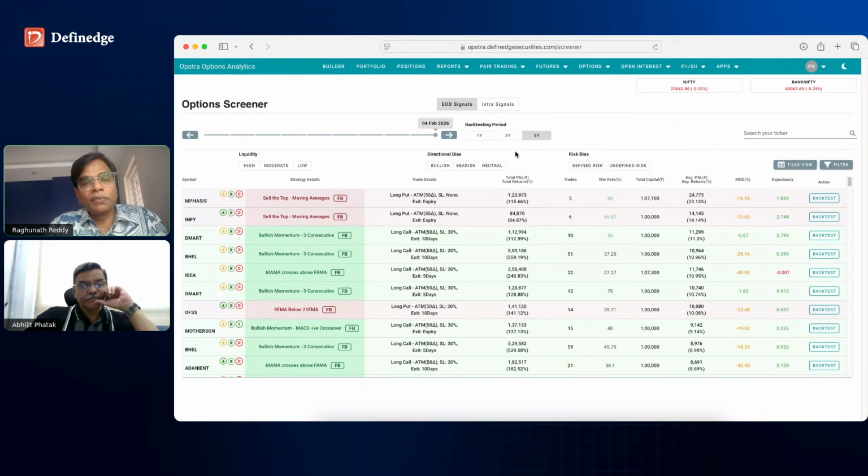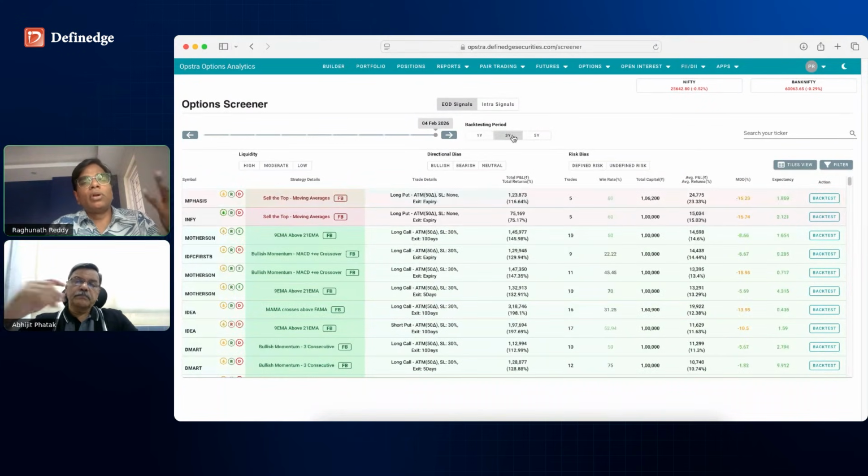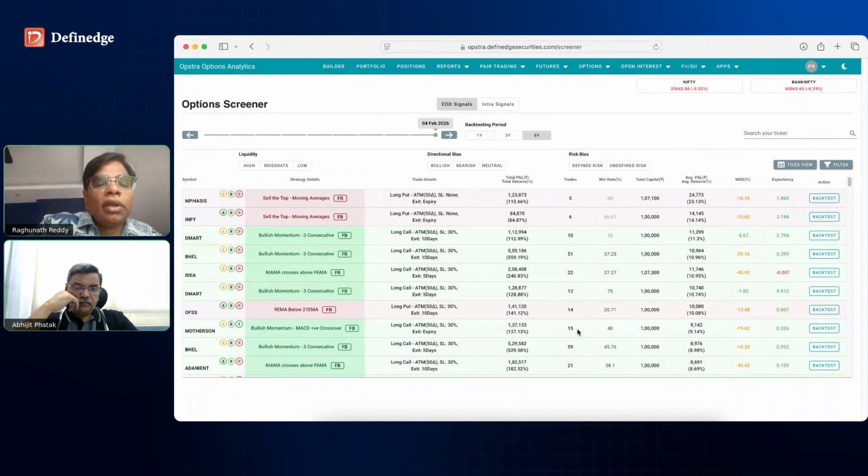So we have divided them into 3 categories based on backtesting period: 1 year, 3 years, and 5 years. If you are concerned only with recent data, then use 1 year data like this. And then if you want some medium term, and you want long term, according to that, we show different backtesting period data. Different backtesting periods will have different results.